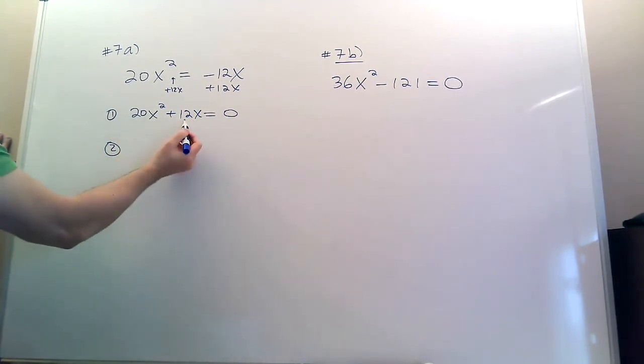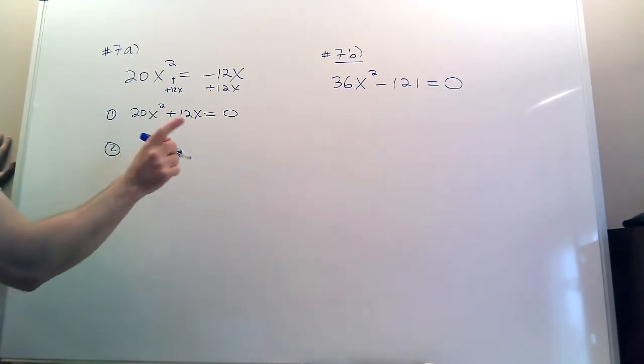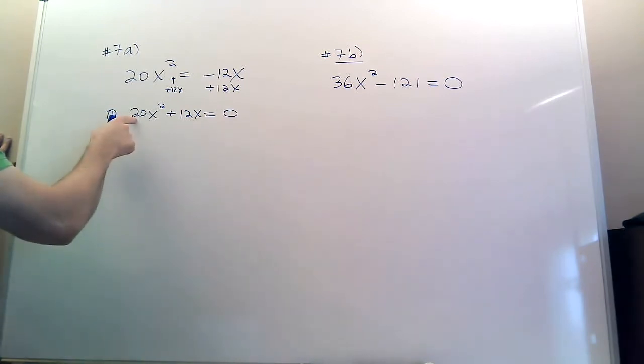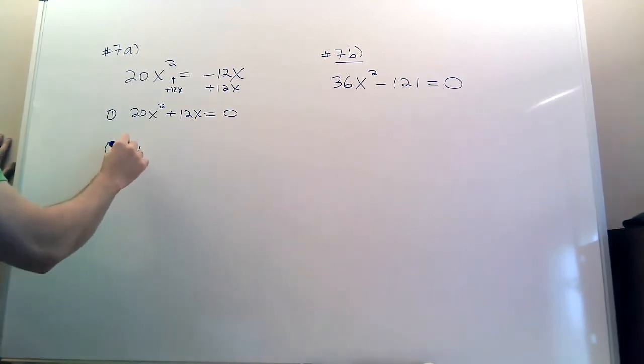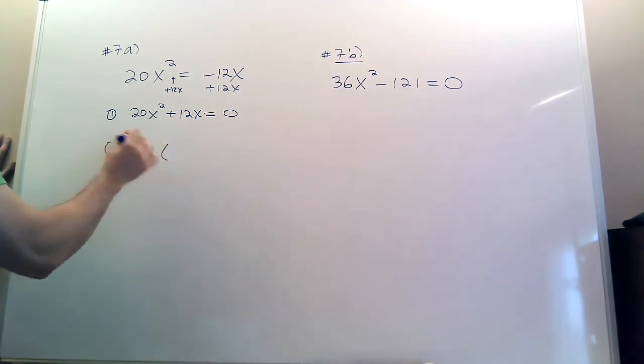4, yes. 6, but 20 is not divisible by 6. 12 is divisible by 12, but 20 isn't. So you're going to factor out a 4. What else is in common? x^1, x^2. You're going to factor out 4x.